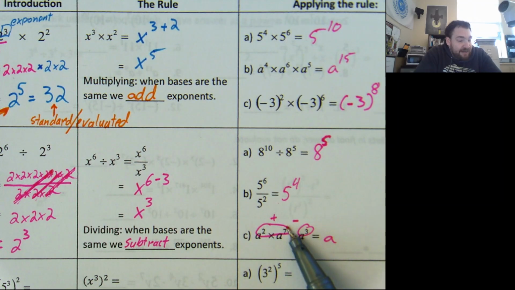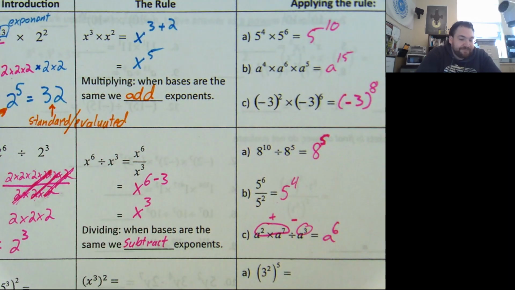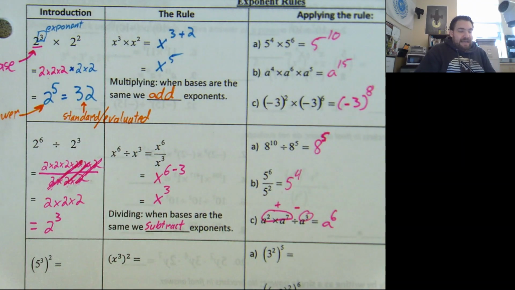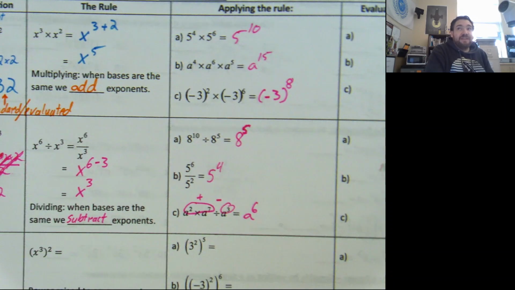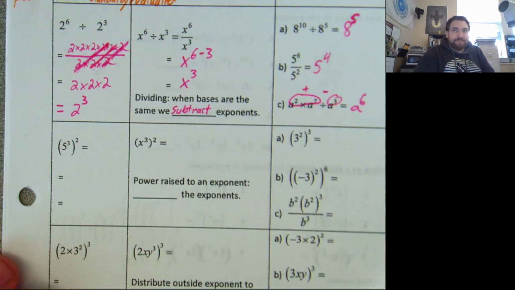2 plus 7 is 9, minus 3 is 6. Nice. So these are the two most important rules. Again, we could have you evaluate them. The evaluating portion is where you shove it into your calculator. We'll save that for later.